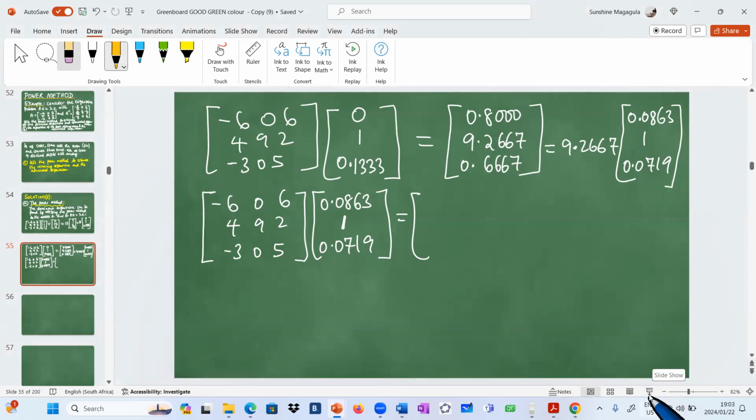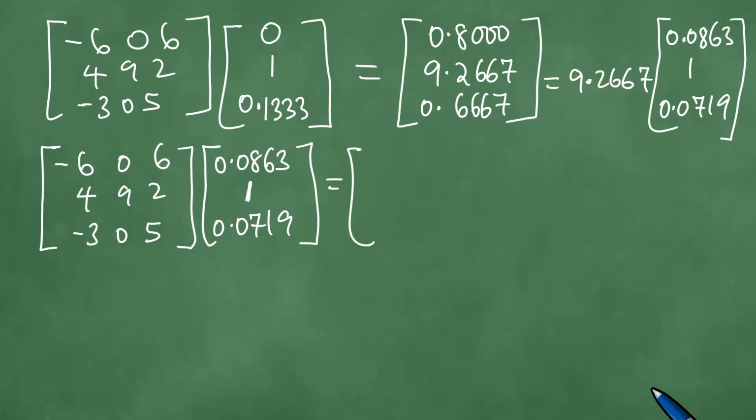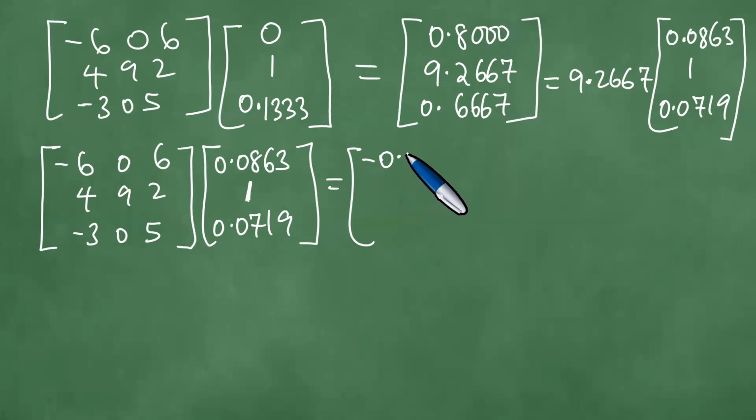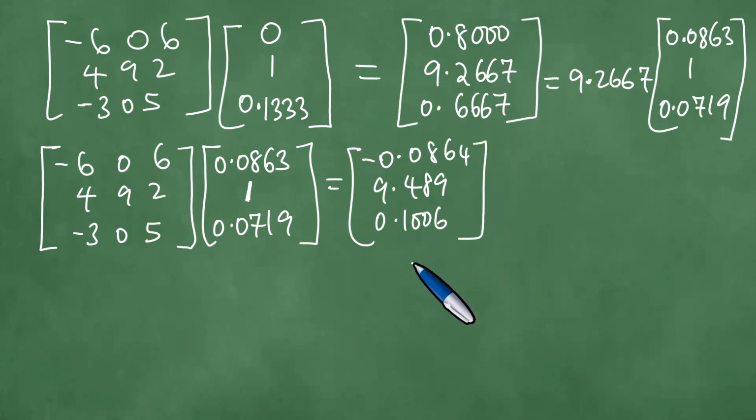And then now with this said, we proceed. So what is the meaning of this? Right, the meaning of this here is that when we multiply, we're getting minus 0.0864, 9.489, 0.1006. And then now you're going to pull out the biggest one. So that is 9.489. And then now here is going to be 1.